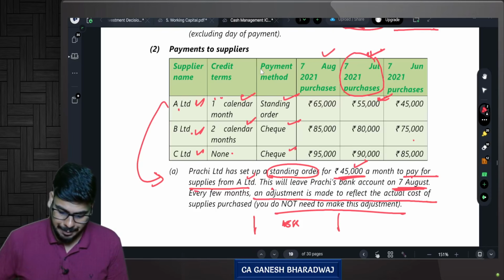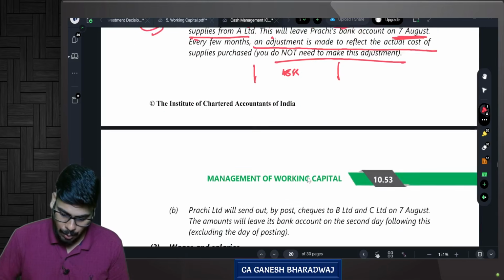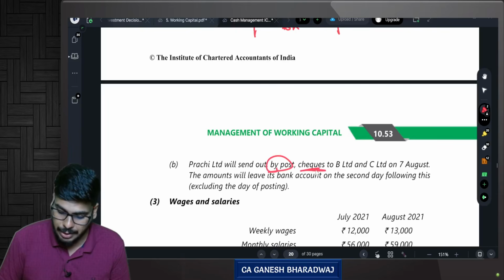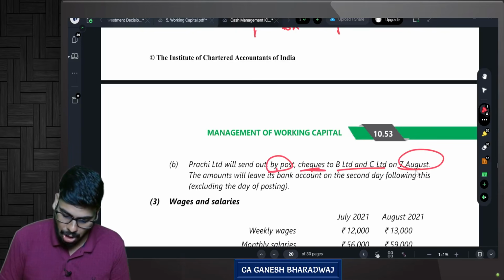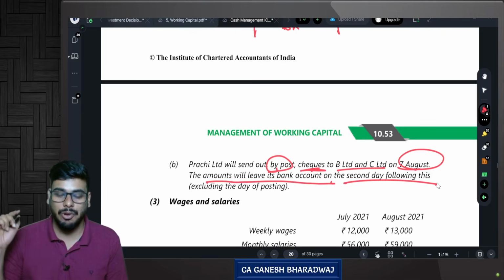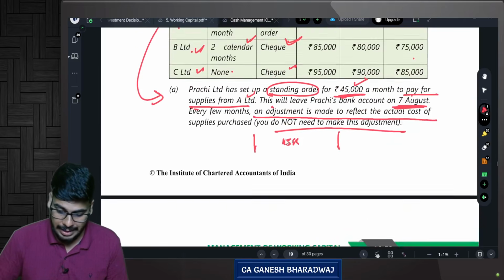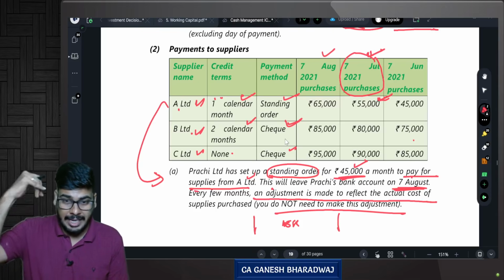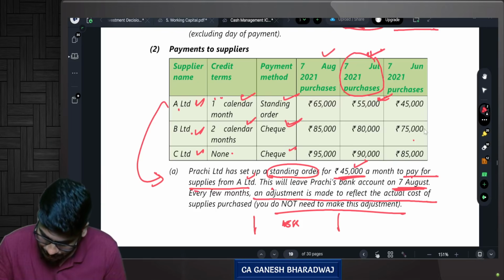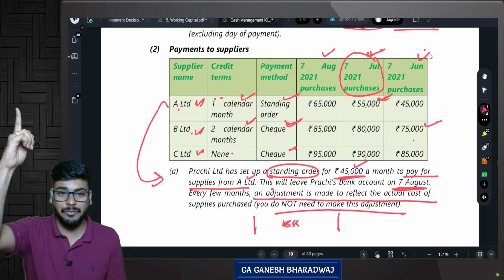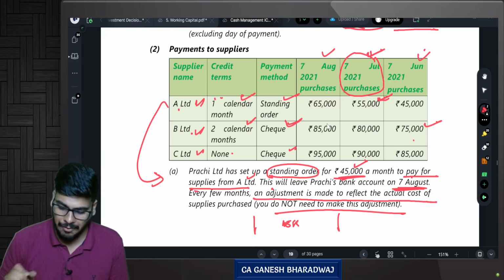Now, B Limited, check payment. So now what have they said? Prachi Limited will send out by post the checks to B and C Limited on 7th August. The amounts will leave its bank account on the second day following this day of posting. Now, B Limited gives us 2 months credit period. So the purchase that I have made 2 months before will be paid today, 7th of August, correct? The purchases made on 7th of June will be paid today on 7th of August, right?